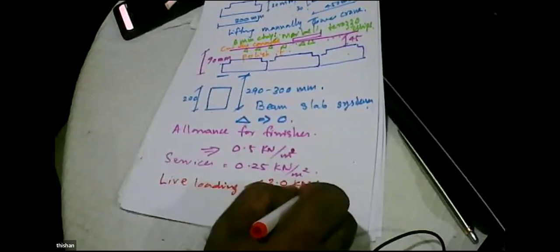Now we know the allowance for finishes. Services can be 0.25. Because in a house or apartment, we don't have a lot of services, but we can make a small allowance. Generally, in houses, we don't make allowance for partitions because we are not going to partition the house. But we allow for live loading. So for live loading, the minimum is 2 kilonewtons per meter squared, in any area where people can gather in a house. Because a house will not have a huge number of people.